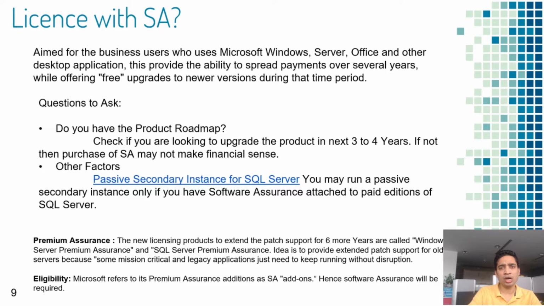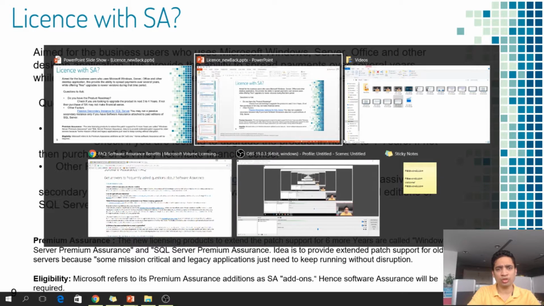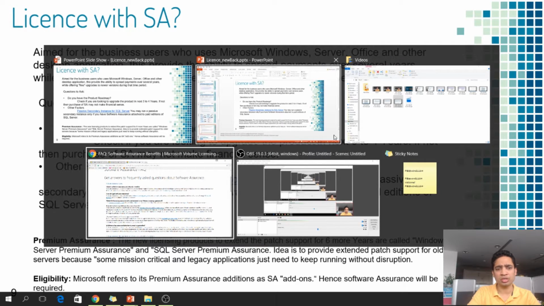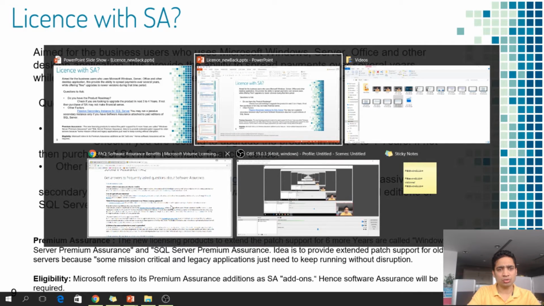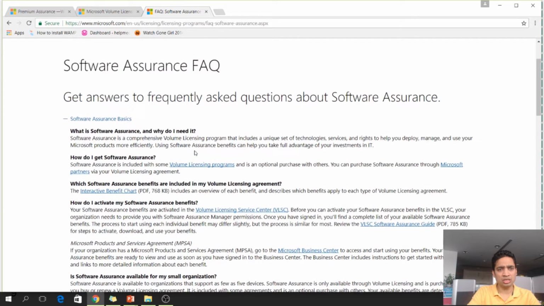But if you don't feel that you will change your product every now and then, like within 3 or 4 years, then I don't think that will make any financial sense for your organization. There are other products that come with software assurance. Other features that come with software assurance, I can show you over here, are these.